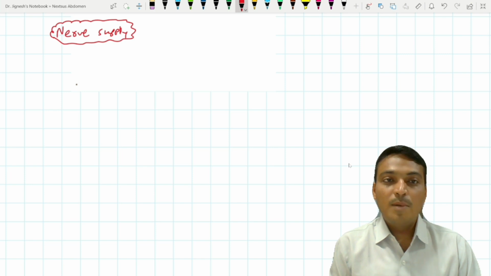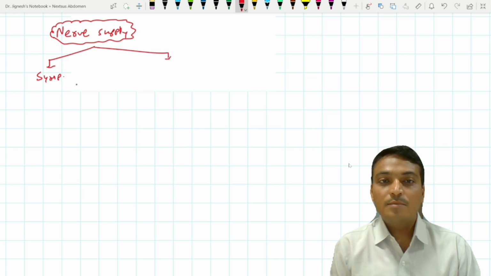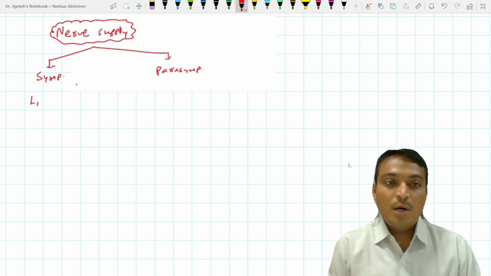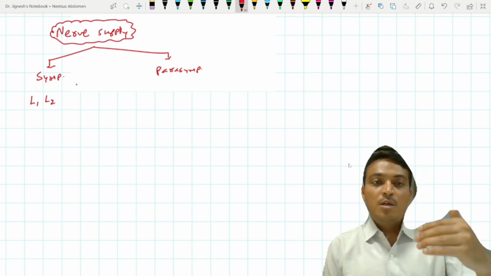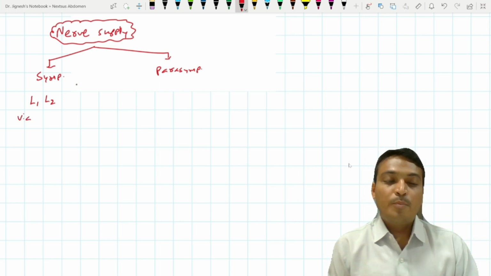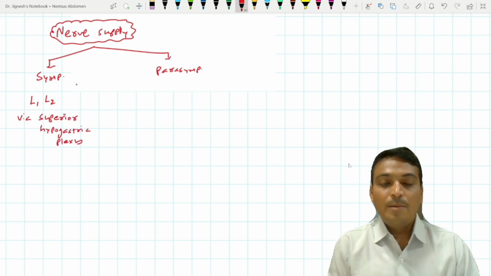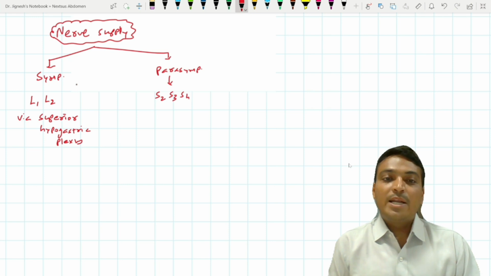The nerve supply of the prostate gland is via sympathetic fibers as well as parasympathetic fibers. L1 and L2 spinal nerves are responsible for carrying the sympathetic fibers to the prostate gland via the superior hypogastric plexus, while the parasympathetic supply to the prostate gland is via S2, S3 and S4 spinal nerves through the pelvic splanchnic nerves.